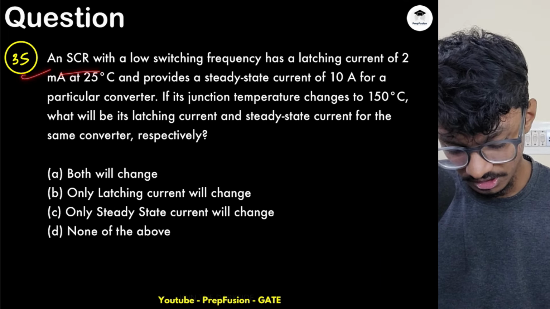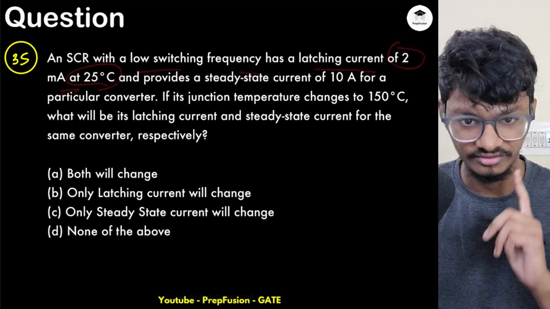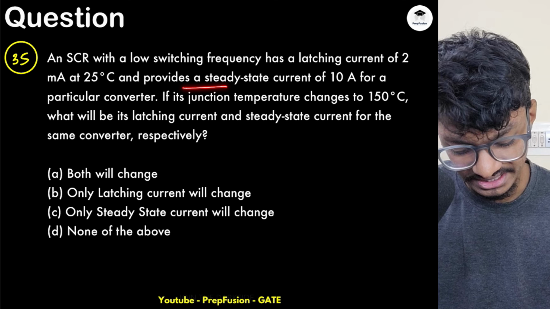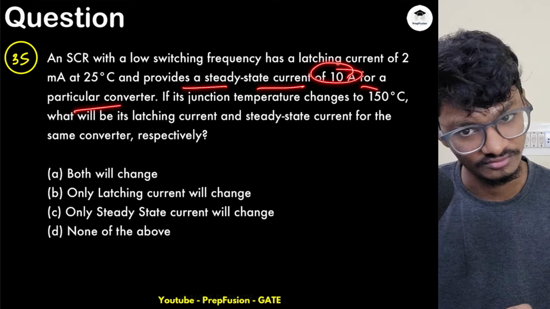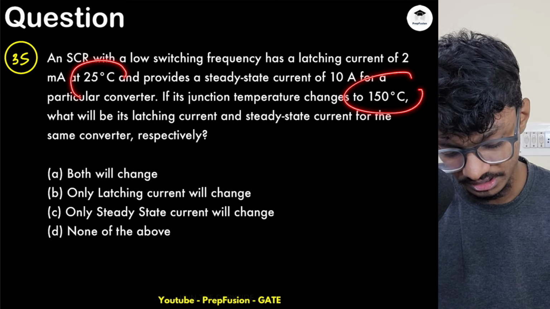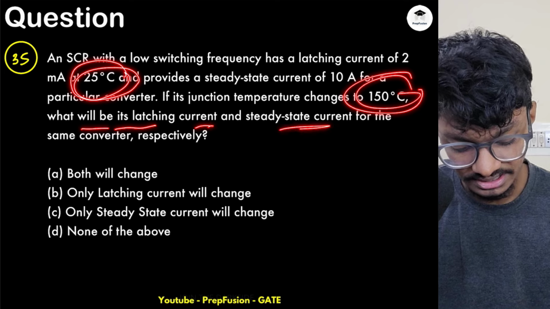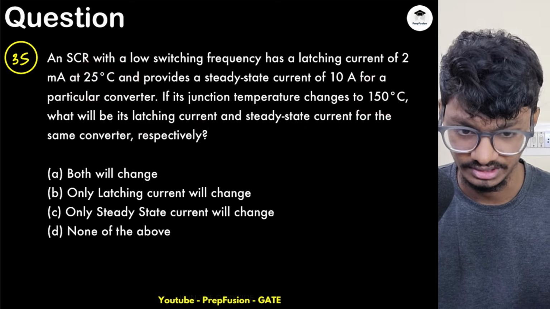The SCR with a low switching frequency has a latching current of 2 milliamperes at 25 degrees, and provides a steady state current of 10 amperes for a particular converter. If its junction temperature changes to 150 degrees, previously it was at 25 degrees, what will be its latching current and steady state current from the same converter respectively?